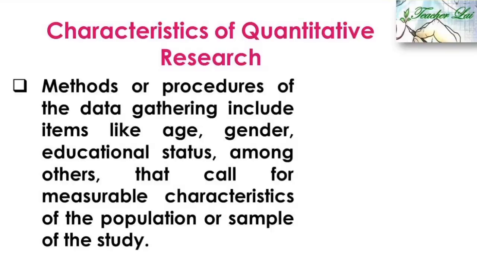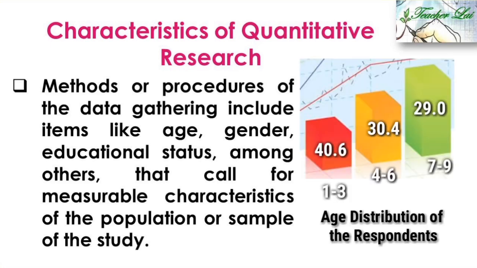Always remember, methods or procedures of the data gathering in quantitative research include items like age, gender, educational status, among others, that call for measurable characteristics of the population of the study. This means that the researcher breaks down the population's characteristics, things that are concrete, facts, and not up for debate.